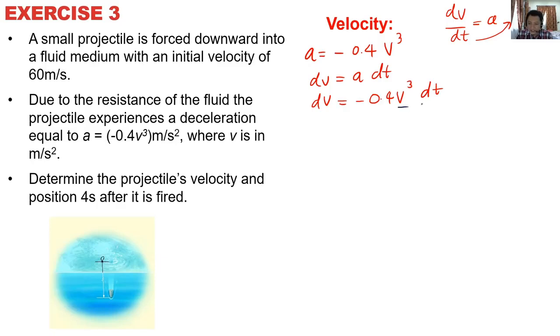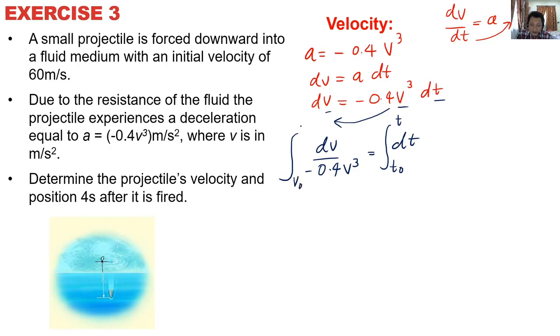So if you look here, this one is a v function and this one is a t function. So you have to bring it over here. If you bring it over here, you're going to get dv over negative 0.4 v cube is equal to dt. Something like this you can surely integrate. So you can integrate both sides, from t naught until t, from v naught until v.